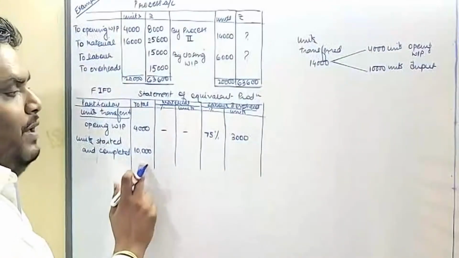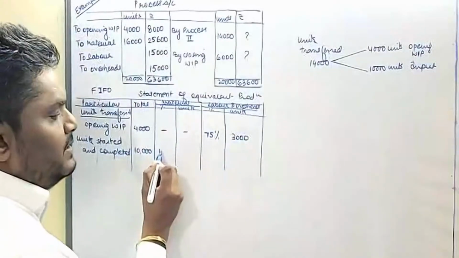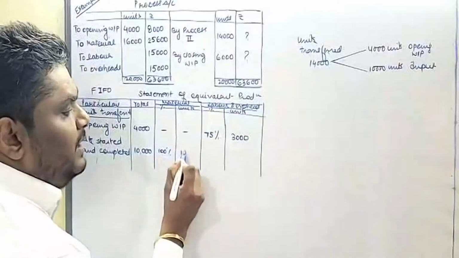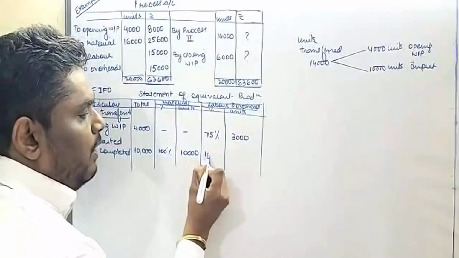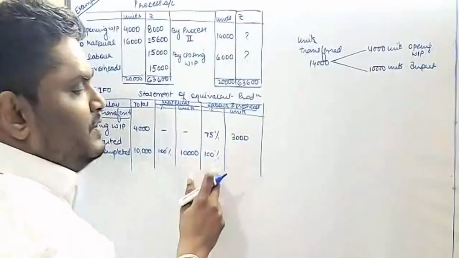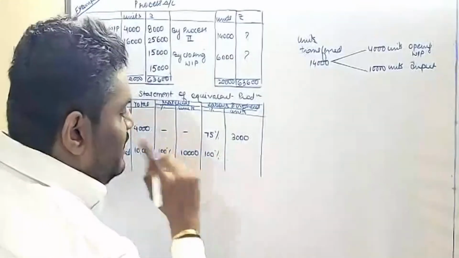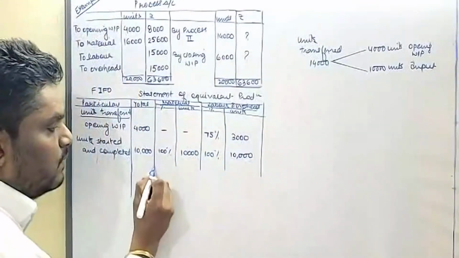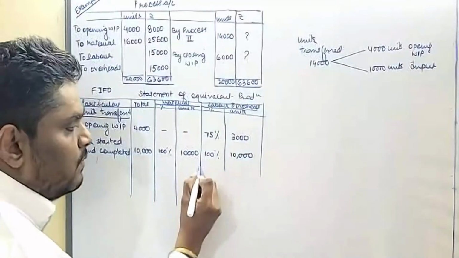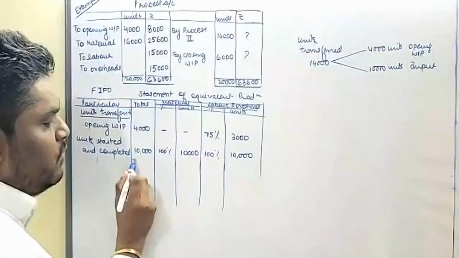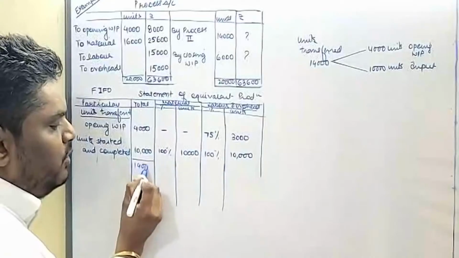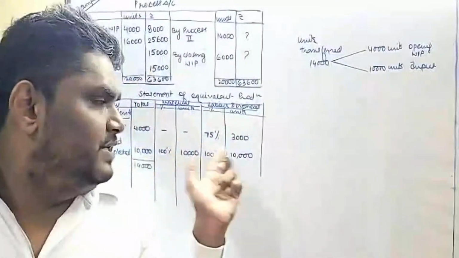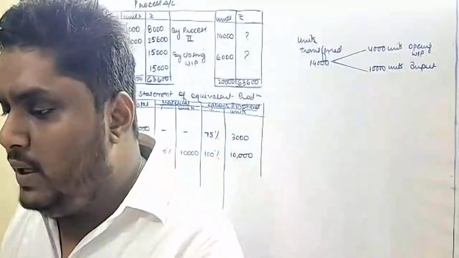When talking about units started and completed, since the input was made during the month, 100% work is done on material. And since they are transferred to the next process, 100% work is done in respect of labor and overheads also. So this is all about the 14,000 units that are transferred to the next process. If you guys have any doubts in this part, you can please post your query.